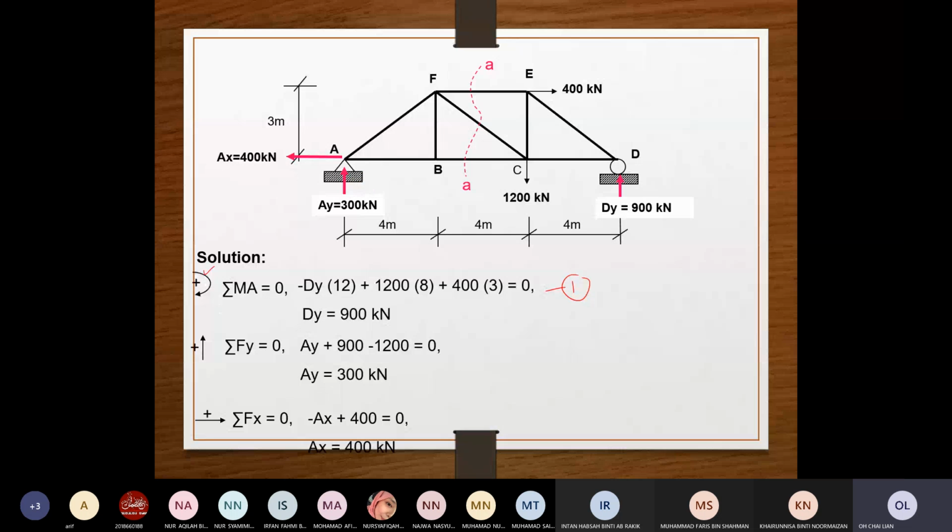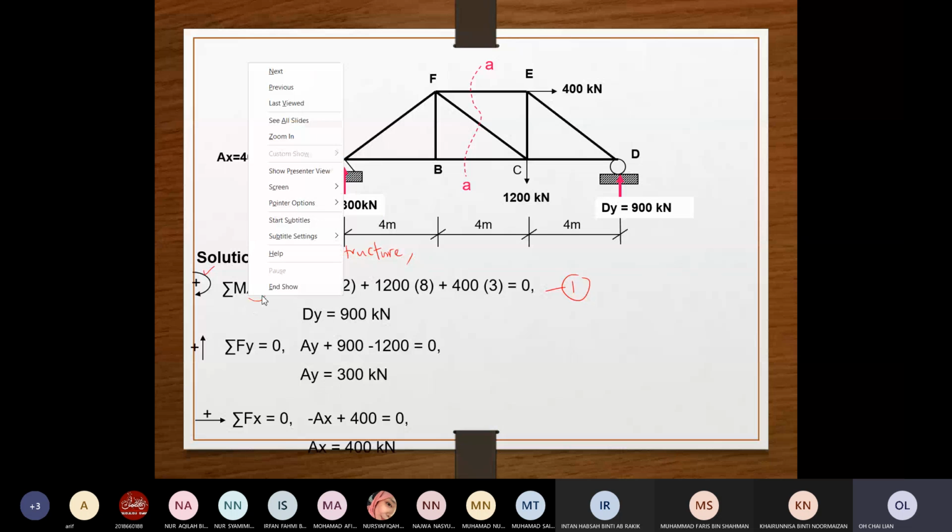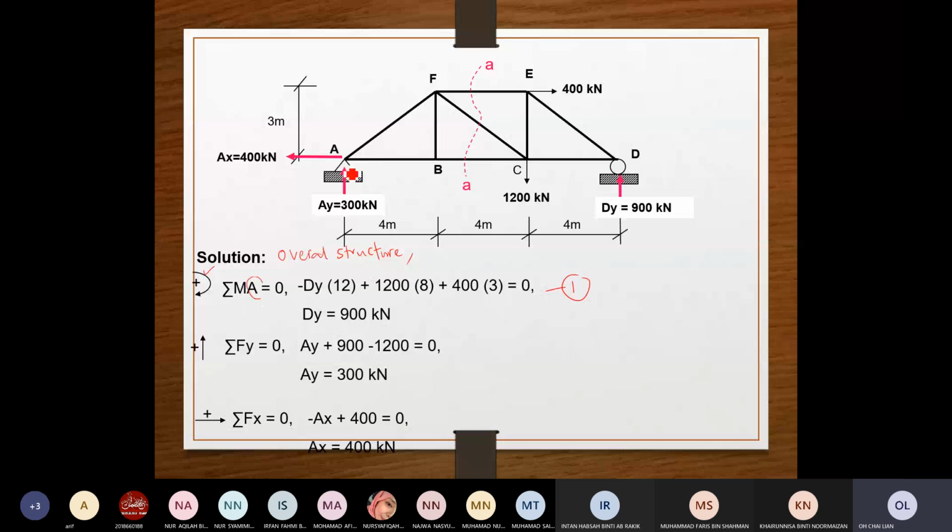Now we haven't gone into the cut sections, analyzing the section yet. We just want to get the support reaction. So here maybe you can put overall structure. Now you are analyzing the overall structure. You can put on your notes now. So now you get, referring to MA equal to 0. So AX, AY will not be considered in these equations.